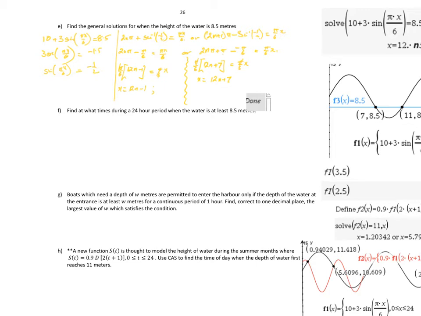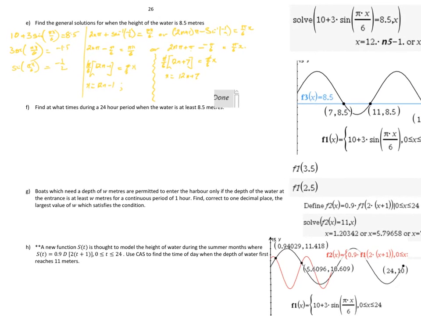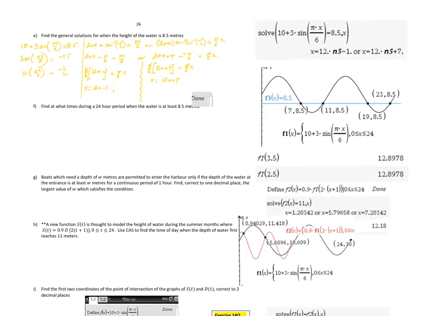So hopefully I can compare that to the calculator dump. We can just see that if I solve it on my CAS and don't put in a domain restriction, I've got my 12n minus 1 as one solution, my 12n plus 7 as the other solution. Don't forget n is just any integer value. So if n is equal to 0, I get negative 1 and 7 as my first two solutions.